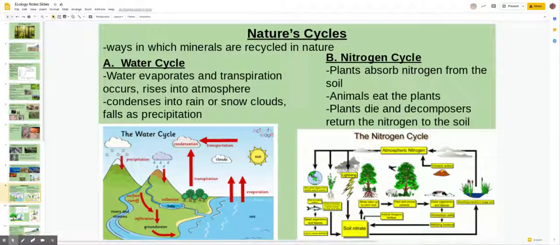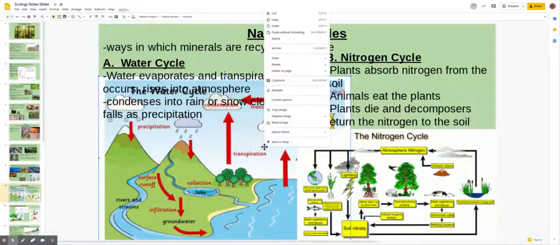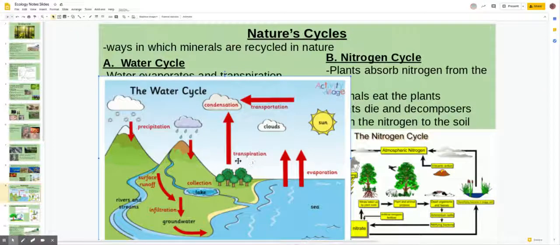All right, the last thing on our list to cover for today are our nature cycles. There are three cycles that you need to be familiar with. The water cycle, which you've probably known about since elementary school because they talk about it so much. But the water cycle is simply identified by the effects of our environment on water.